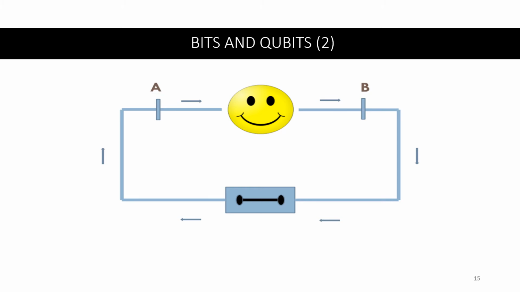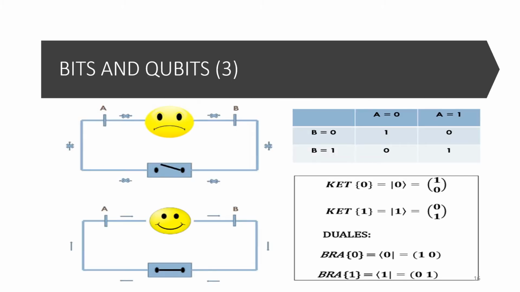Let me now put these arguments in tabular form. We can build a table with two columns representing the two possible states of A, that is A equals 0 or A equals 1, and two rows representing the two possible states of B, that is B equals 0 or B equals 1. As the circuit works as a whole, if we go from A to B, we have the column matrix AB with the following values.